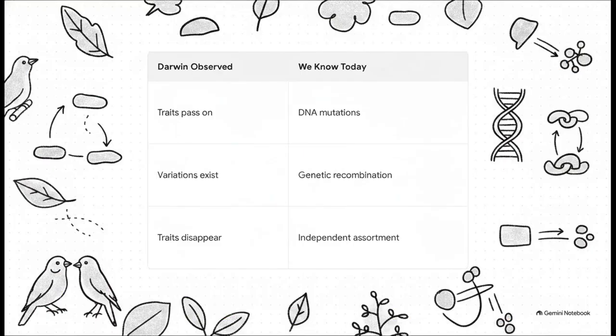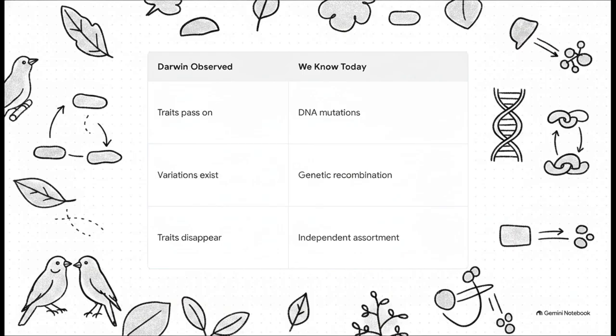And this right here, this perfectly illustrates Darwin's absolute genius as an observer. When you compare his notes to modern science, it's honestly mind-blowing. Darwin perfectly identified hereditary variability. He knew that some traits passed from parents to offspring while others just disappeared. But he figured this all out while being totally ignorant of modern genetic mechanisms.